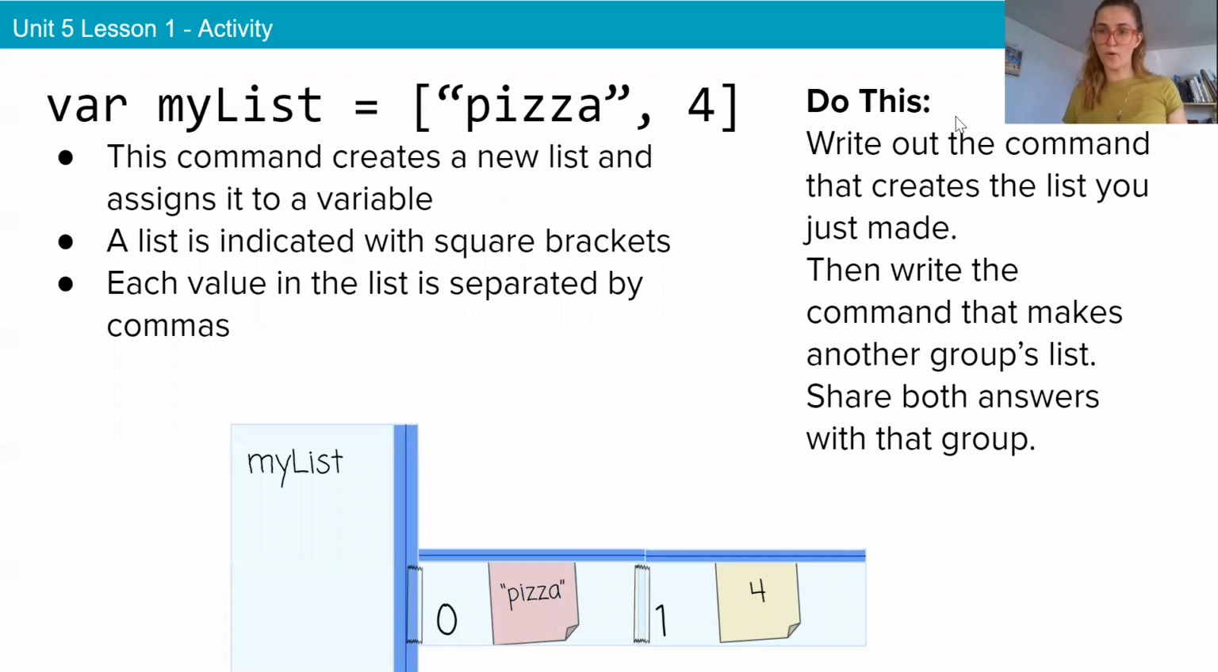Okay, so I just wrote out the command that will create my grocery list. I said var, and then the name of my list, grocery list, and equals, so it assigns, and then I open the square brackets, and then I have eggs, bread, and milk. Each element is written in quotation marks since they're all strings, and they're each separated by a comma to indicate that they're different elements. Okay?